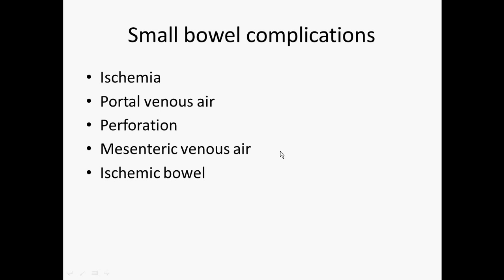That can be potentially life-threatening. And mesenteric venous air, the pressure, and I should have said it this way under portal venous air too, but there's the pressure from the bowel obstruction that can push air into the venous system, not through the bile ducts like I erroneously said on the portal venous air. And ischemic bowel, which we talked about.